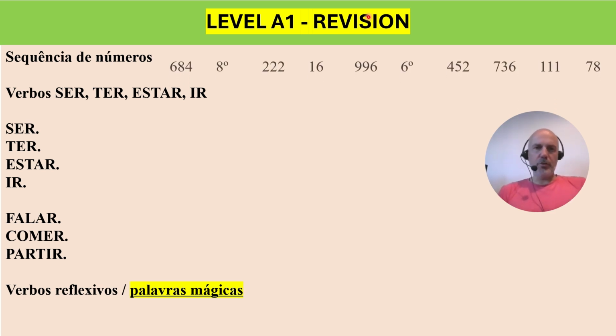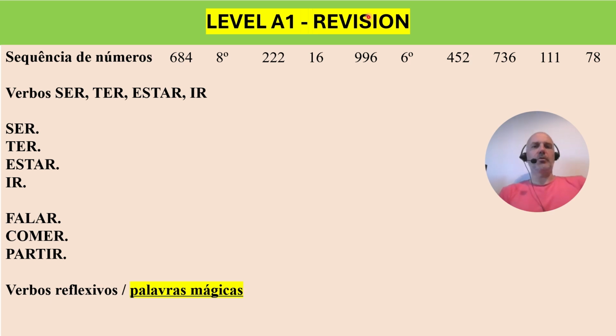Okay, and now I'm going to show you my sequence, okay? What I just said to you was this. 684, oitavo, 222, 16, 996, sexto, 452, 736, 111, 78. Okay? So if you had at least 7, 8 correct, I think you're ready.